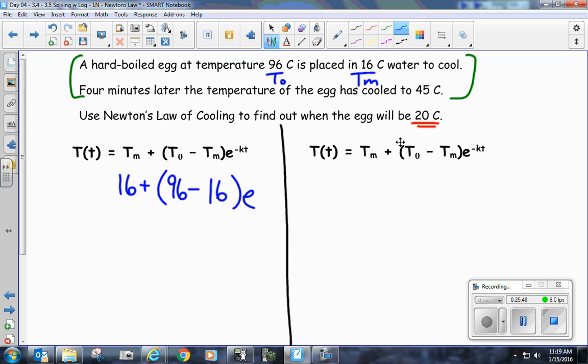4 minutes later, the temperature of the egg has cooled to 45 degrees. Now, if I need to solve for k initially, that means I have two more variables. This little t and this T of t. In that last sentence, can you figure out which is which? Well, the second sentence.